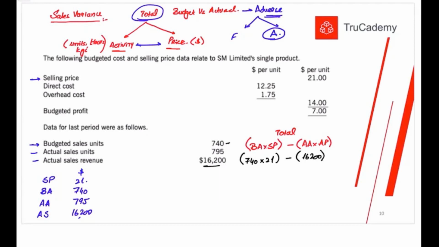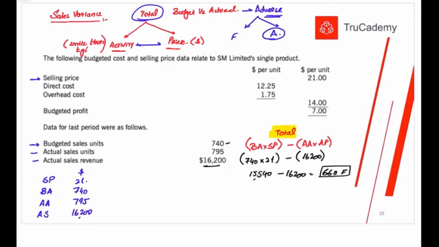Now let's calculate this. 740 into 21. So budget was 15,540. This was our budgeted sales revenue. Actual sales revenue is 16,200, which is higher than the budgeted. So this is 660. Favorable variance. Clear with this thing, how to calculate the total sales variance? Yes, sir.